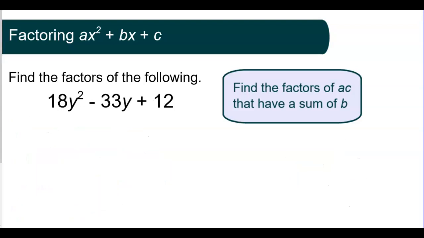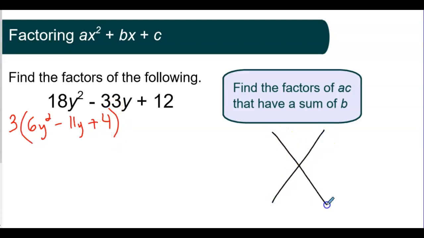Okay, at first glance this problem can seem really difficult, but if we notice, I can factor out a common factor from all three of those terms. So rather than having to multiply 18 times 12 and find the factors of that, I can just factor out a 3 and get 6y squared minus 11y plus 4. This will be much easier to solve here and factor. So my AC is 6 times 4, which is 24. I need the factors of 24 to add up to negative 11.